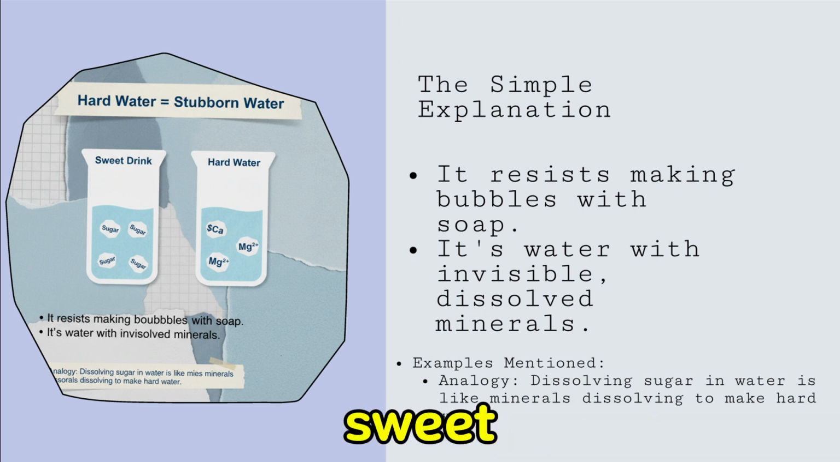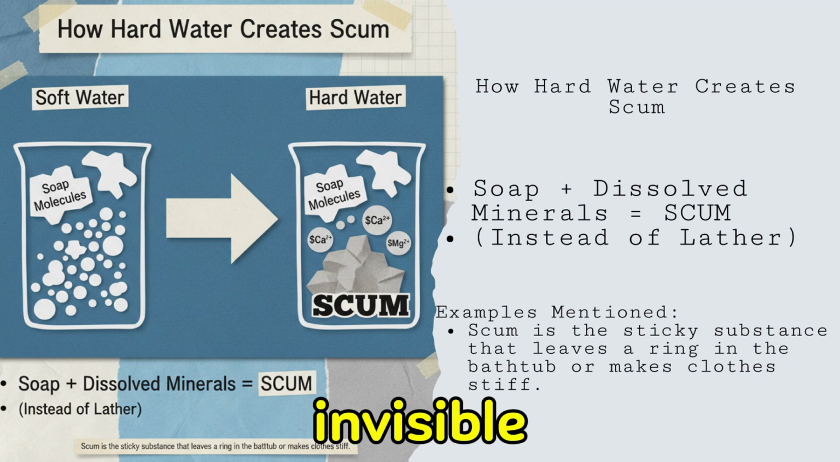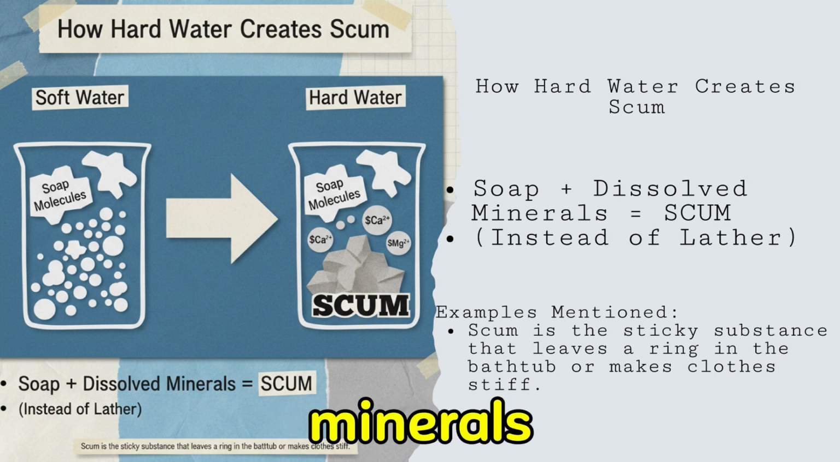Think about making a sweet drink. You add sugar to water, stir it, and the sugar disappears, right? It's dissolved. Hard water is just like that, but instead of sugar, it has invisible, dissolved minerals, specifically salts of calcium and magnesium. These dissolved minerals are what make the water hard and interfere with the soap.